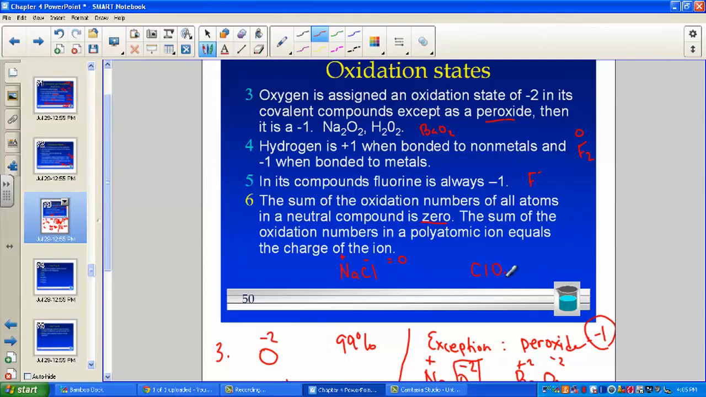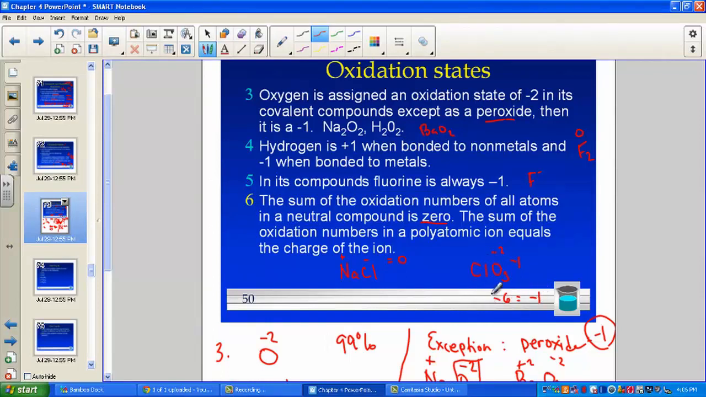Suppose I had a polyatomic ion, I'll just make up chlorate, ClO3, -1. The sum of the two oxidation states, one would come from chlorine, one would come from oxygen, their sum would give me -1 overall. By the way, what would the oxidation number of chlorine be? Rule number 3, oxygen is always assigned a -2. Always, always, unless it's a peroxide, and this is not. So the total negative 3 units here, 3 times -2, the total negative is -6.